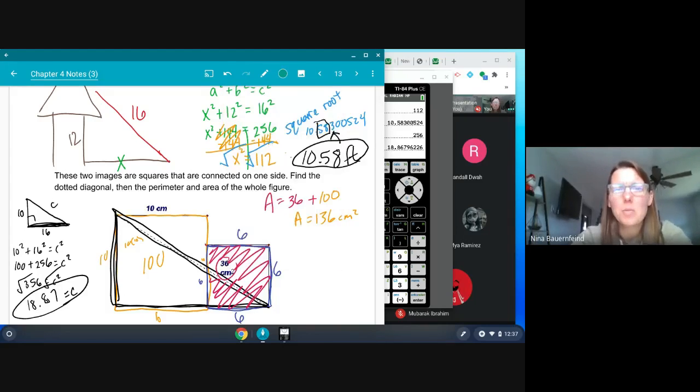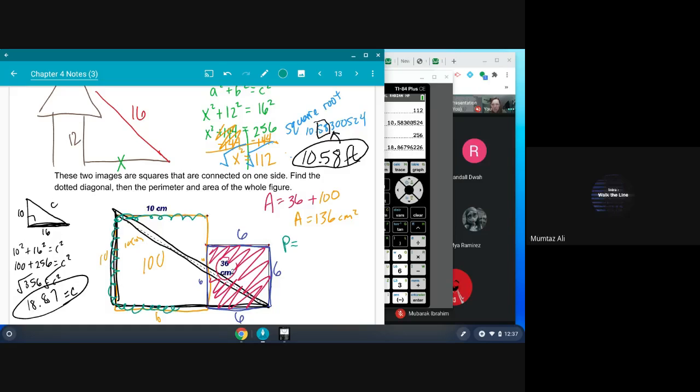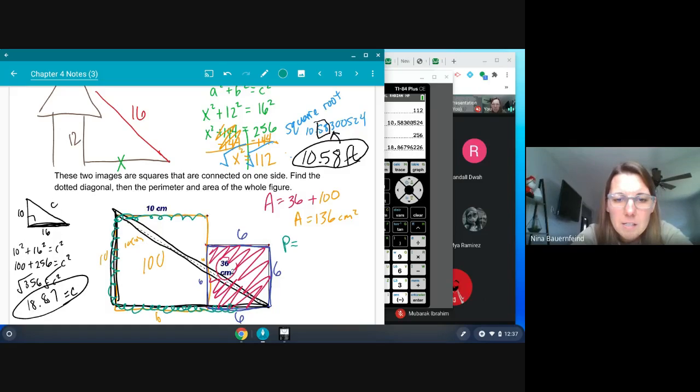And then last is perimeter. This one kind of sucks. It's not hard. It just kind of sucks. So I'll add it with you guys. But this is 10 plus 10 is 20. Plus 10 is how much? 30. Yep. Plus 6. 36. Plus 6 more. 42. Yep. And then 6 more.